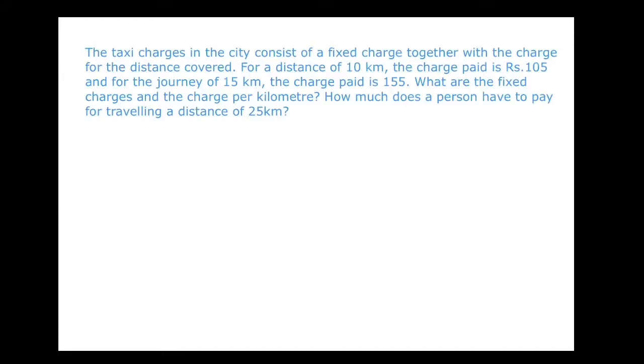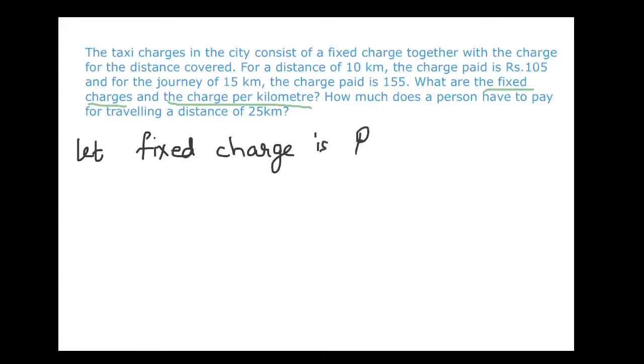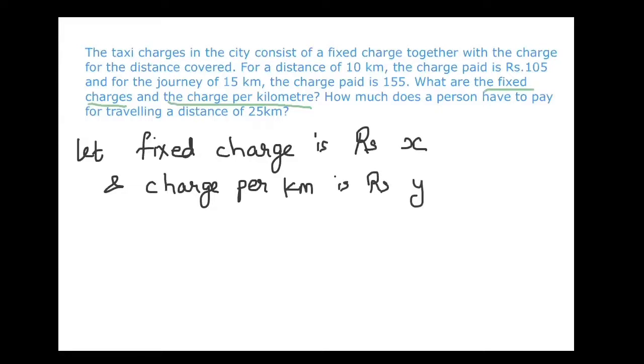So we have to find two things in this question: fixed charge and charge per kilometer. So first of all, identify what we have to find and write down as X and Y. So let fixed charge be rupees X, and charge per kilometer, meaning for 1 kilometer, be rupees Y. So if 2 km then 2Y, 3 km then 3Y, 7 km then 7Y.